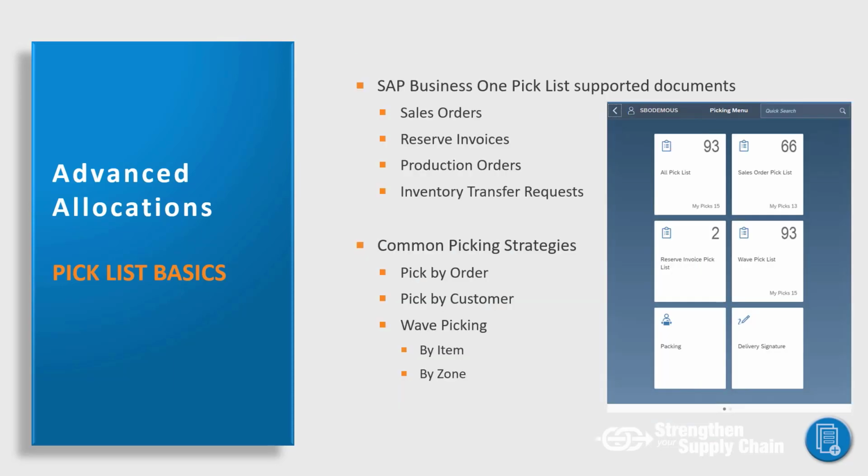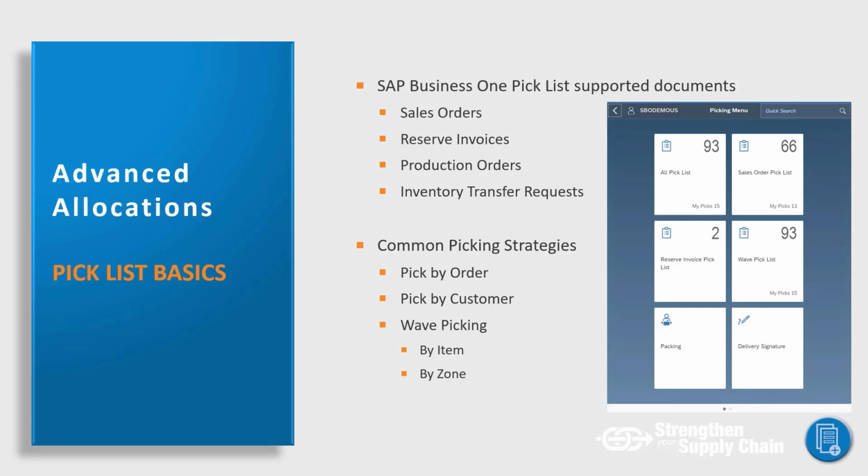A pick list can be created for one or more document types in SAP Business One. These include outbound documents, like the sales order and AR reserve invoices, as well as internal documents, like production orders and inventory transfer requests. The way in which a pick list is created can have an impact on how the warehouse operations flow. While there are several different techniques to picking, today we will focus on some common picking strategies that can help make your business run better. Resolv Advanced Allocations can help automate any or all of the following.